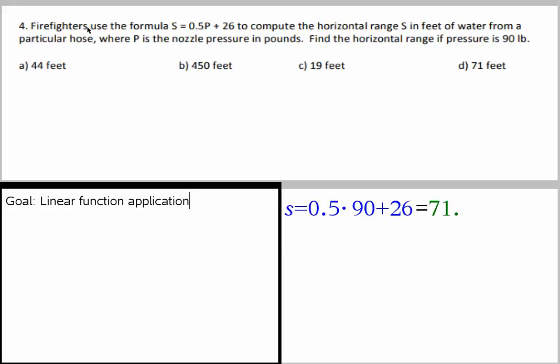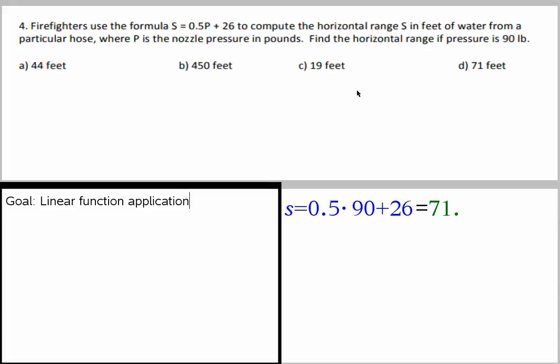They didn't do much to try to trick you. They just gave you straightforward, here's the model, this is what the input of the model is, or the output of the model is, and then they asked what was the horizontal range, the output, if you know the input. Well, that's not really all that difficult. You take this 90, you plug it in for the given input for P, because P is the variable, good name, and then you get basically 71 feet.